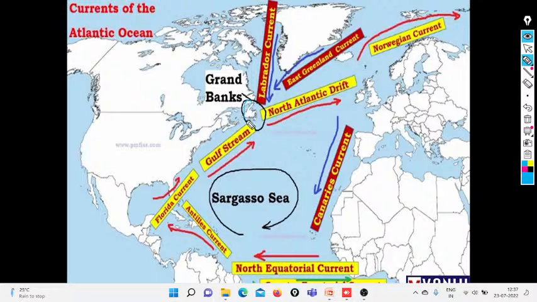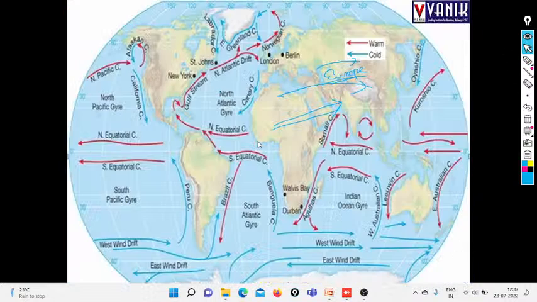This is the Grand Bank. Here this current, this Gulf Stream, is known as your North Atlantic Drift. This North Atlantic Drift flows till Europe.